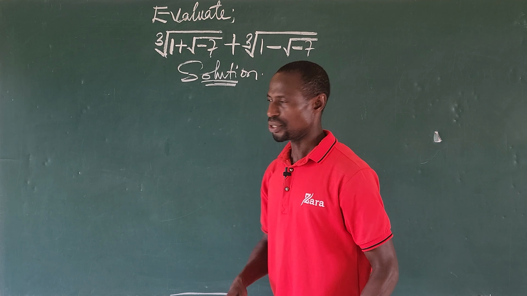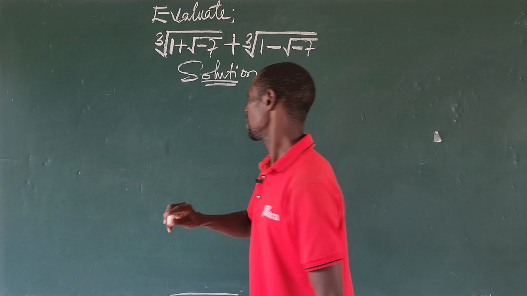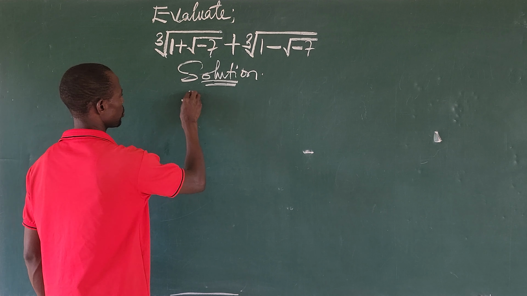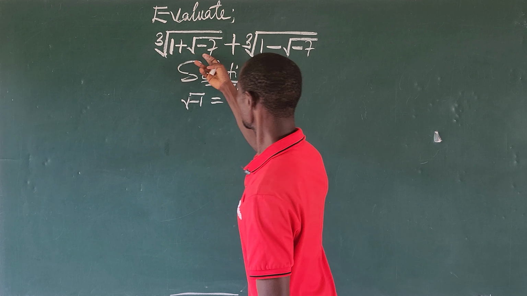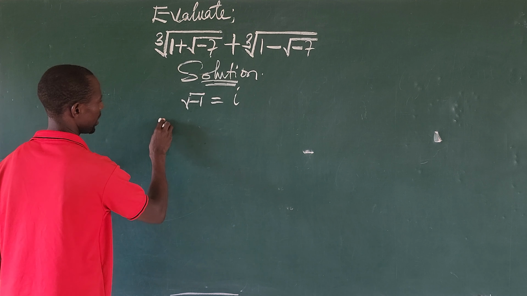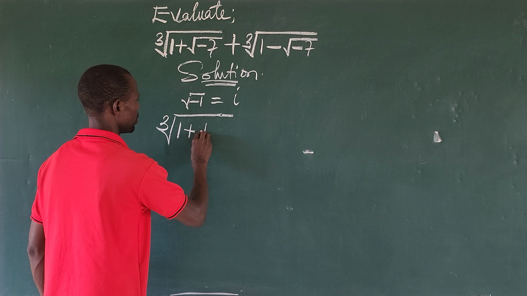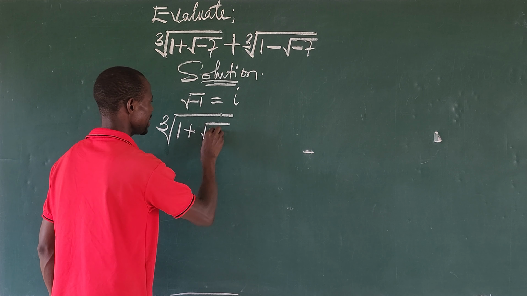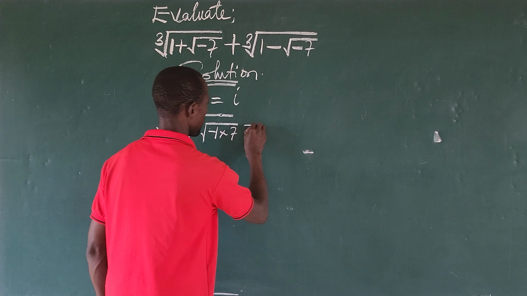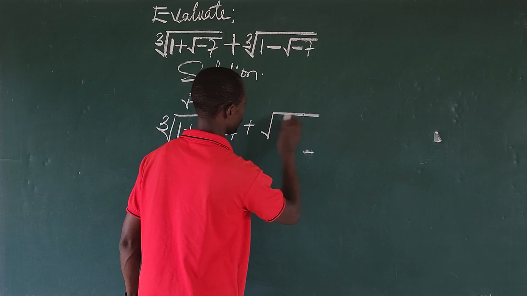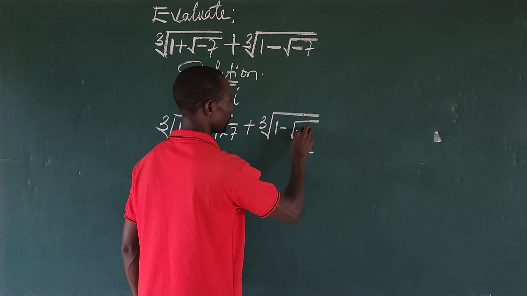Okay. So what we do here now is to rewrite the expression we have inside this radical. So we know that the square root of minus 1 is equal to iota. And so we just have to rewrite this and rewrite this. So rewriting this, we're going to have the cube root of 1 plus the square root of minus 1 times 7, then plus the cube root of 1 minus the square root of minus 1 times 7.